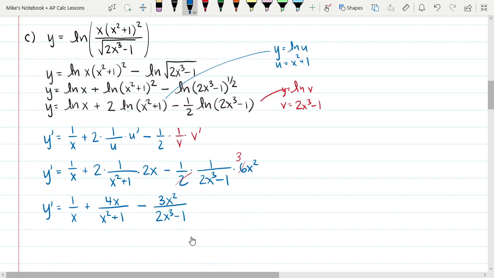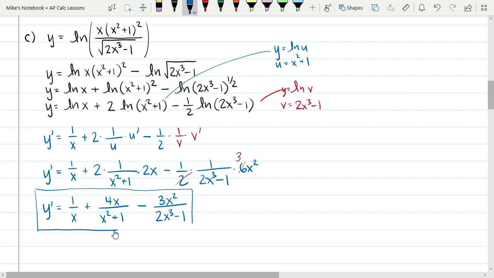Now, yes, technically we could get a common denominator and combine all of this into a single fraction expression. And depending on what we're doing with this derivative, we may have to do that. However, we are just practicing finding the derivative involving log expressions or log functions, so we are going to stop right here.